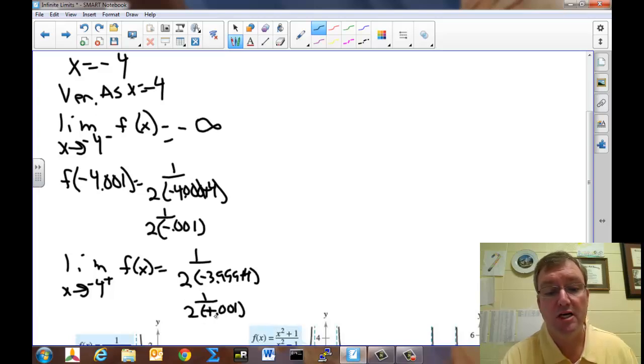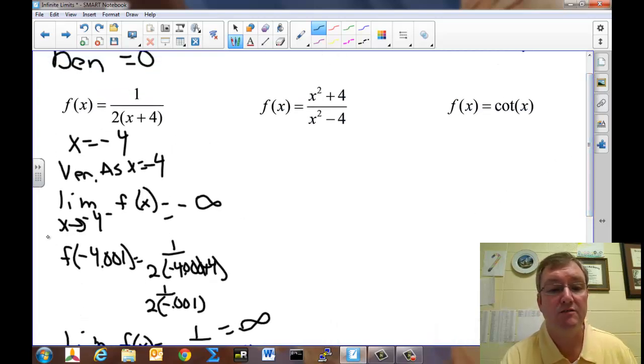So this is going to give us the same number in magnitude as the previous problem, except now it's positive. So we can conclude from that that this limit is going to be positive infinity. So we know from looking at this problem that it has a vertical asymptote at x equals negative 4, that from the left this graph is approaching negative infinity, and from the right this graph is approaching positive infinity.